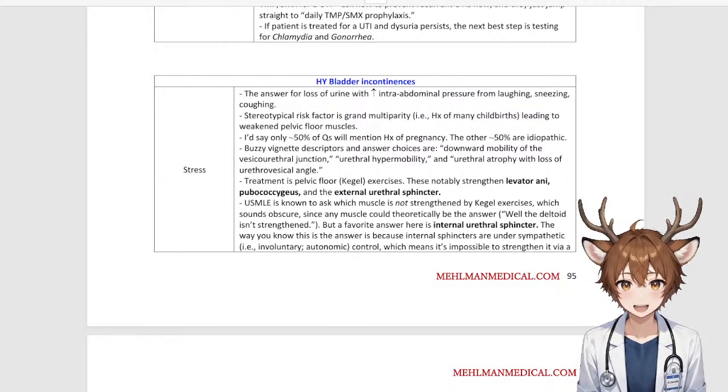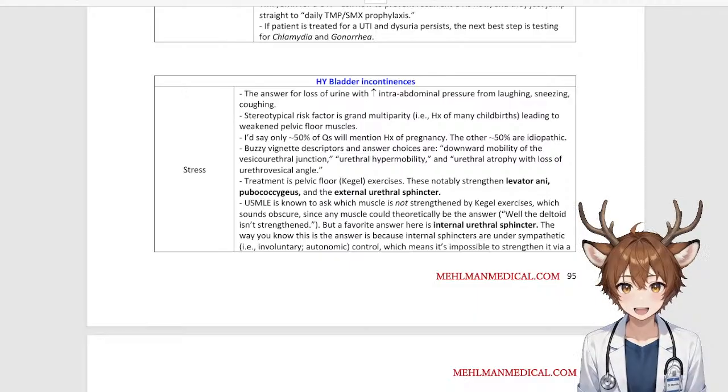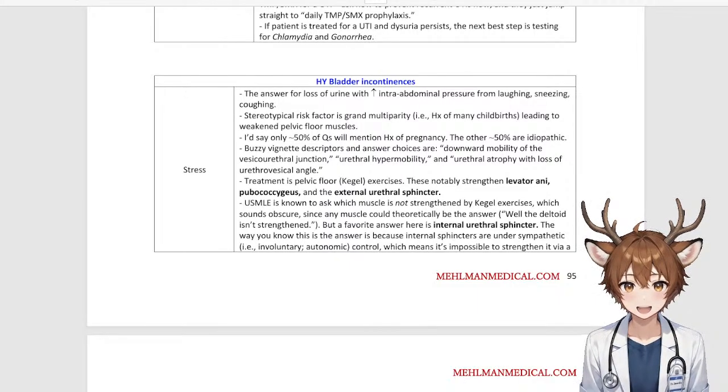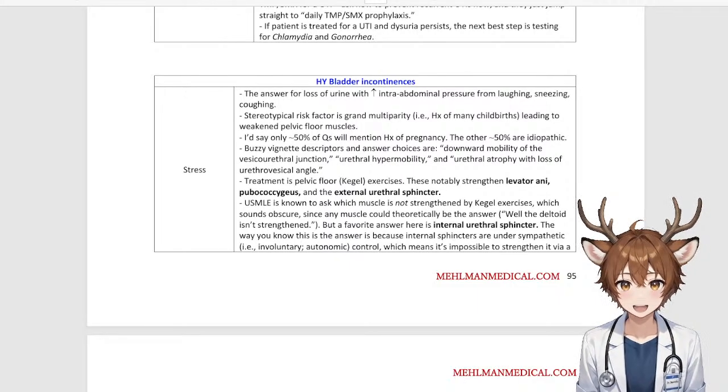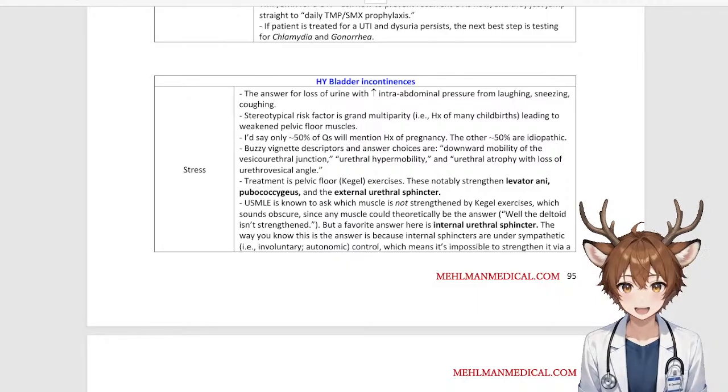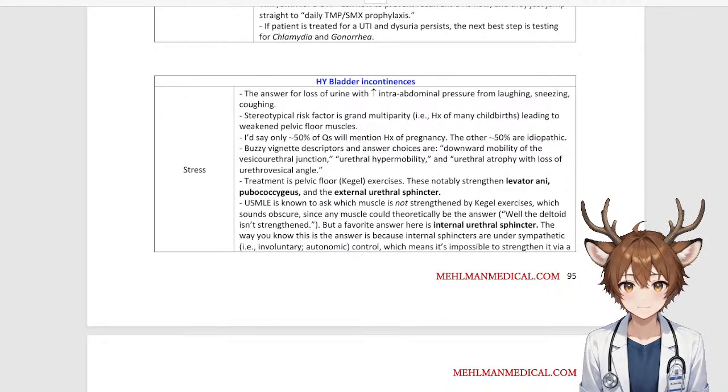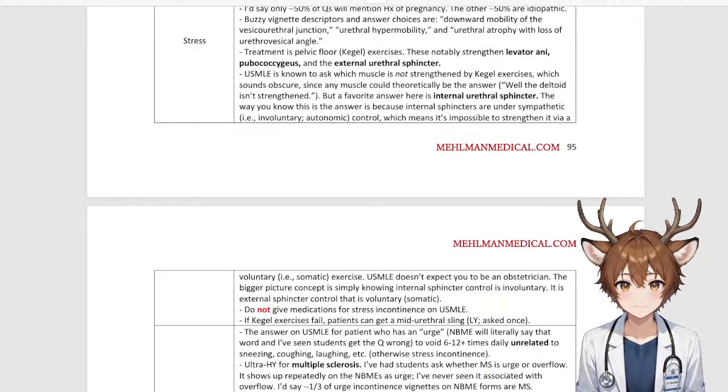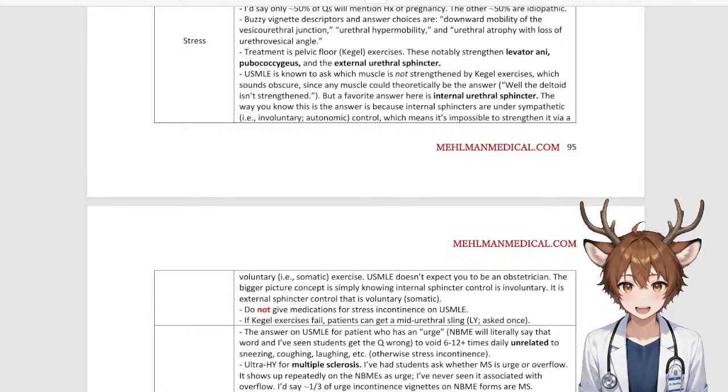The way you know this is the answer is because the internal sphincter is under sympathetic involuntary autonomic control, as I just said, which means it's impossible to strengthen it via a voluntary, i.e. somatic exercise. Basically, in theory, functionally in practice, that's true.